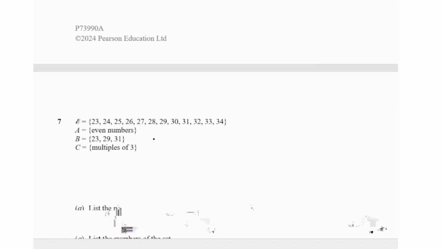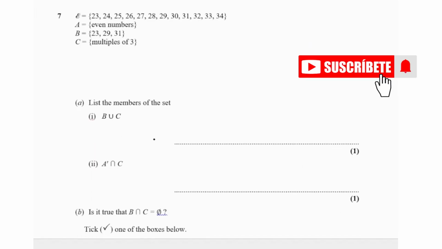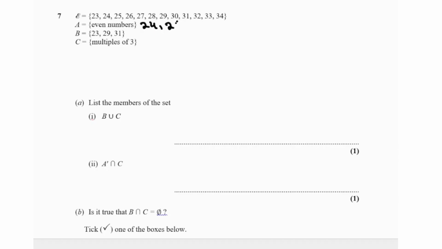Next question is number 7. Number 7 says the even numbers. This is our universal set. In this universal set, what are the even numbers? So let's write down here 24, 26, 28, 30, 32, and 34. This is our set A. Set B is given, and set C is multiples of 3. So what are the multiples of 3? 3 times 8 is 24. 3 times 9 is 27.